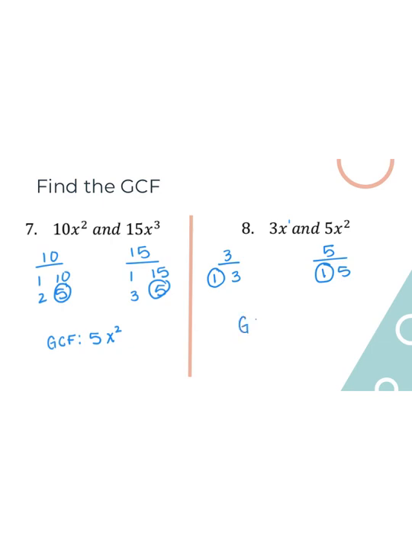So my greatest common factor between 3x and 5x squared, my number would be a 1, and then it would just be that x, 1x. You can put that little 1. It's not common to put it there, but if that helps you, you can put that little 1 there.